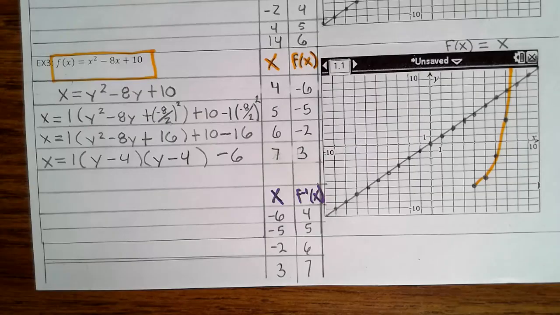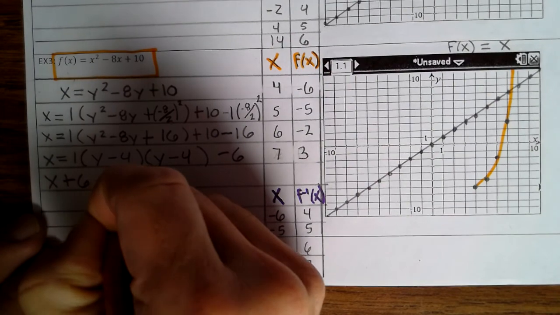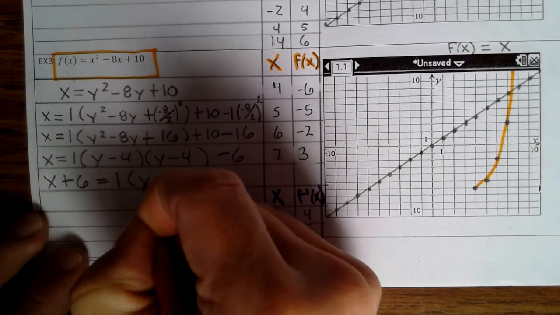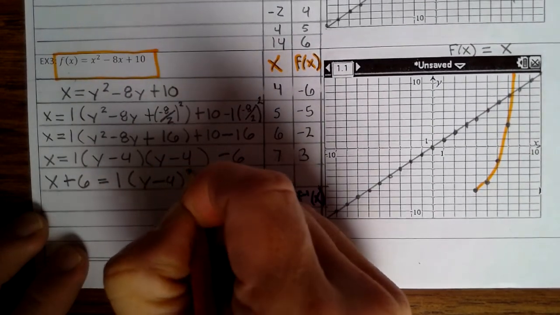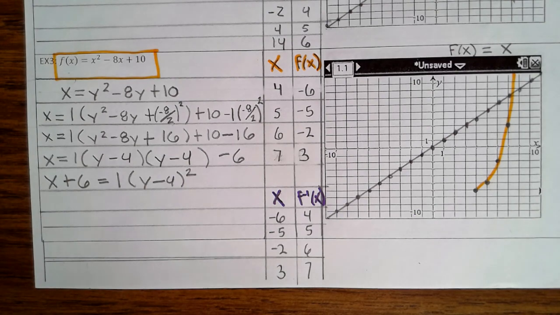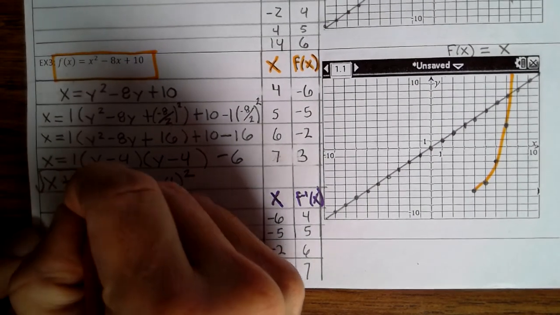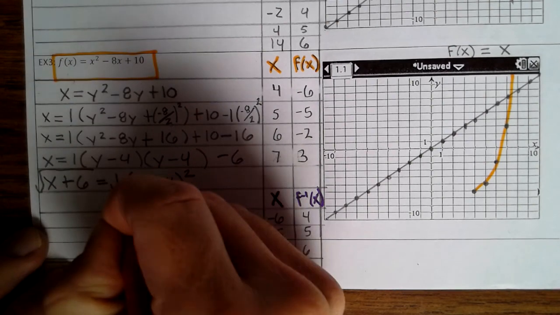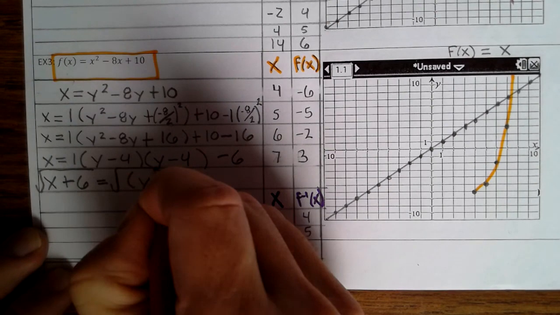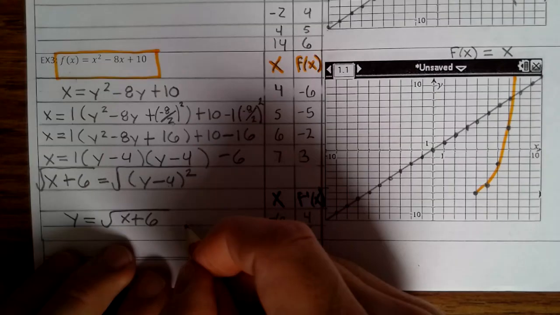Now we're going to take the square root of both sides, and then we're going to add 4. So y equals the square root of x plus 6 plus 4. Okay, now we have the inverse algebraically. Let's go ahead and graph it.